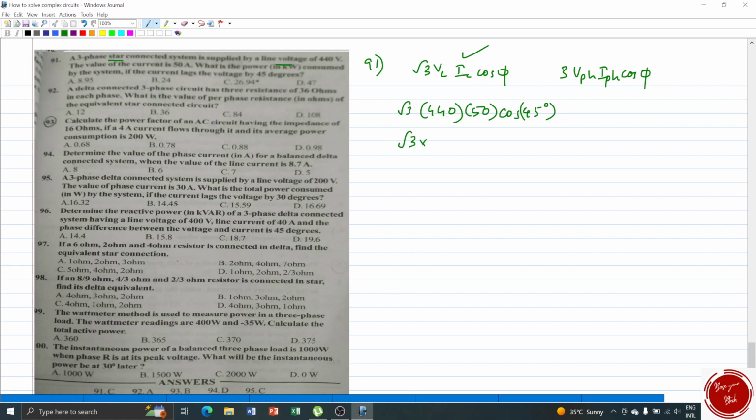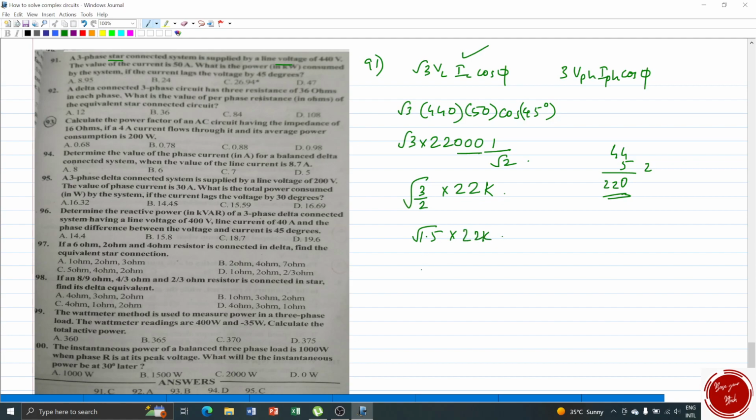Solving root 3 into 44 into 50. 44 into 5 is 220. 220 carrying these two zeros, and cos 45 means it is 1 by root 2. Okay. Now I will club this root 3 and root 2 to get root of 3 by 2 into 22. This 30 can be put as k. Now what is root of 3 by 2? It is actually root of 1.5 into 22k.